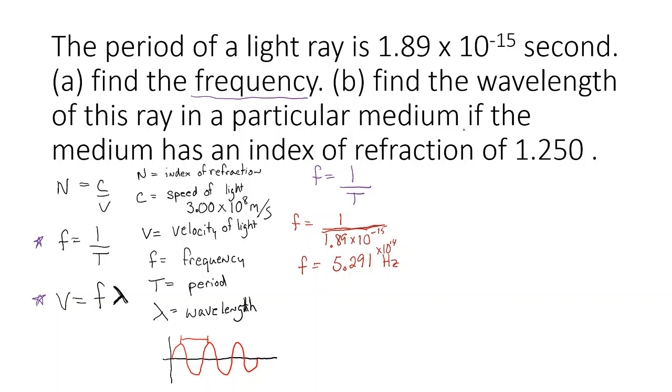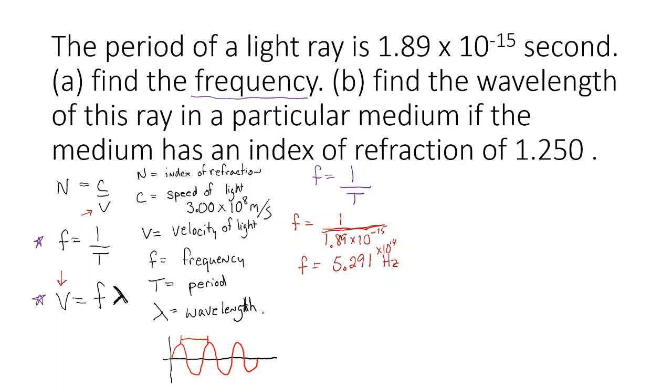Then it says find the wavelength. So we want to find out how many meters that wavelength is from crest to crest on a light wave. If you're thinking what I'm thinking, the number should be very, very small. It says find the wavelength of this ray in a particular medium if the medium has an index of refraction of 1.25. So what that's going to let us do is find the velocity, because we need velocity here. And you'll see velocities in the first and third equations.